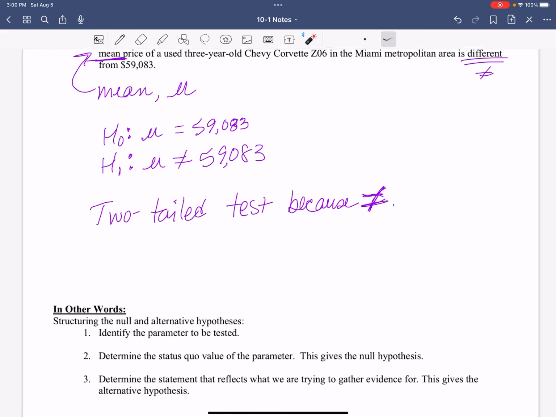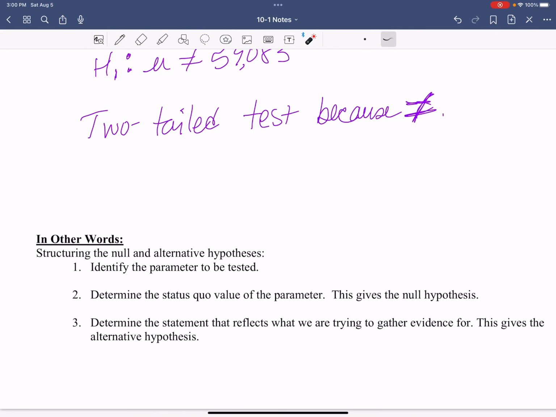Okay, cool. So here's a little summary at the very bottom, which I think is nice. In other words, in structuring the null and alternative hypothesis, first identify the parameter that you're going to be testing. Get the status quo of that parameter. That's your null hypothesis. What do we already know? What are we talking about and what do we know about it? Is it a mean? Is it a proportion? That's what we want to know. Then we want to determine the statement that reflects what we're trying to get. This gives you your alternative. Is it less than? Is it greater than? Is it different? That's what we're trying to say.